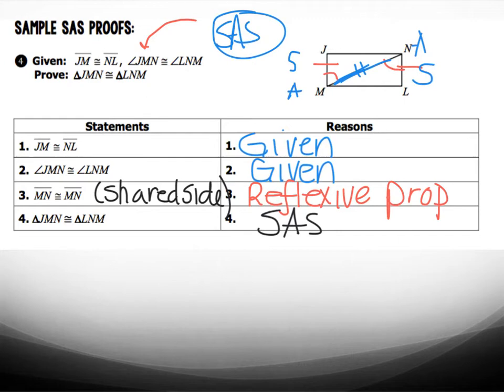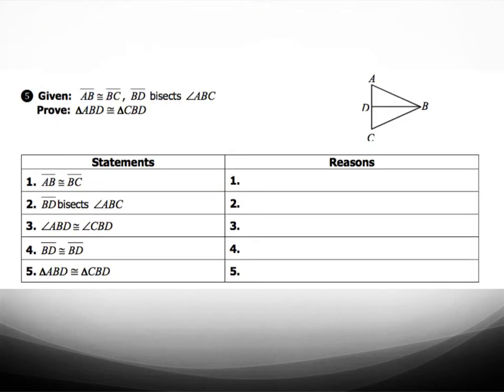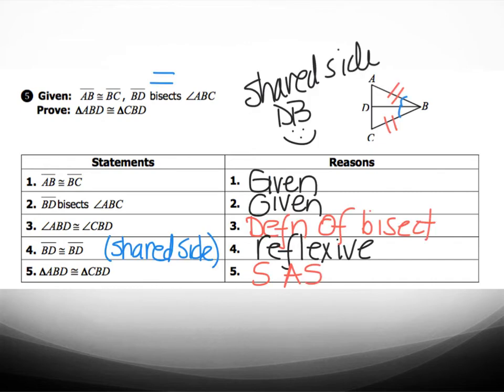Why are these triangles congruent? Because of the side, angle, side postulate. Mark this one, try it on your own, and then come back and check the answers. There you have it. I marked everything. I showed the shared side.